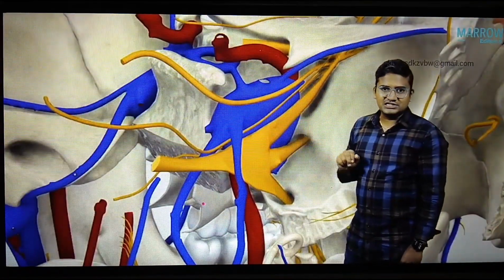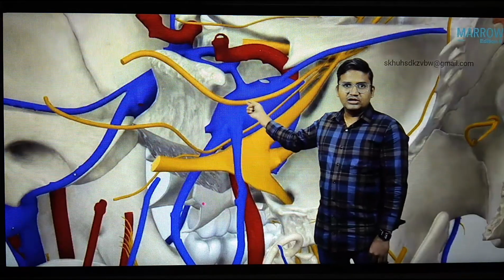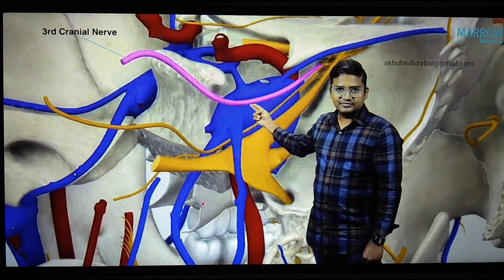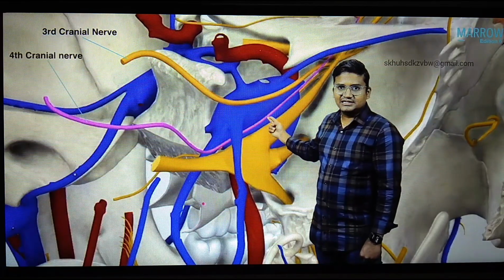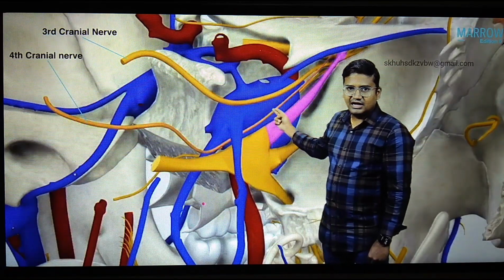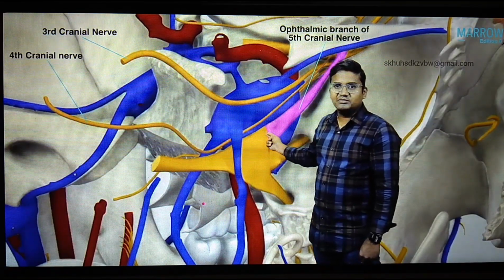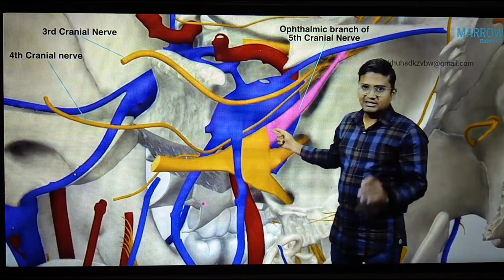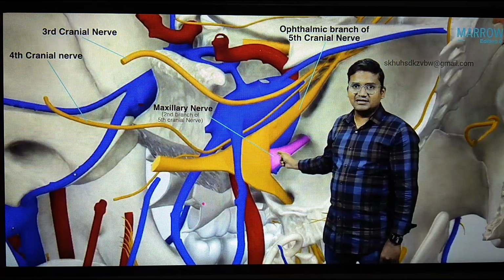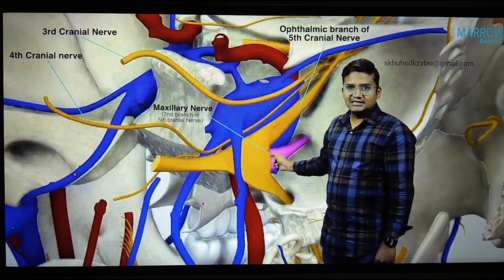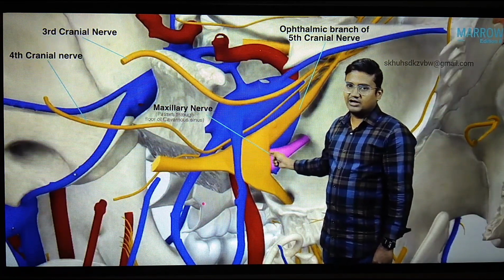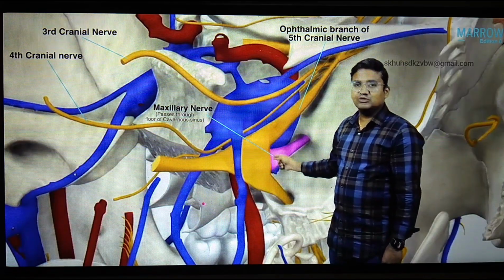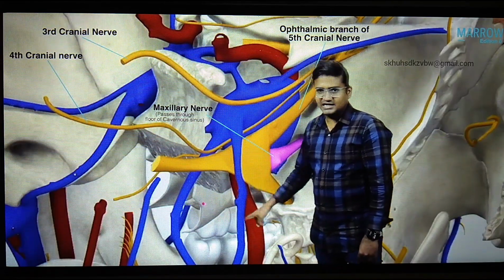Now we are seeing the relations of the cavernous sinus in the lateral wall. In the lateral wall, we are seeing the third nerve there. Just below that, the fourth nerve. And just below that, the ophthalmic branch of trigeminal. Please remember, the maxillary nerve from the trigeminal ganglion is not passing in the lateral wall as per the recent edition of Grays. The maxillary nerve is running in the floor of the cavernous sinus.